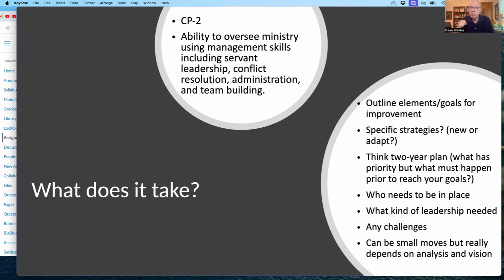I don't give you 20 weeks of how to do this kind of approach because every context is different. You inherit certain ways and approaches. You're trying to be adaptive within those, but can you outline some of the elements of what you need to address, the goals that you need to set for improvement? Can you identify some specific strategies? Doesn't have to be a laundry list.